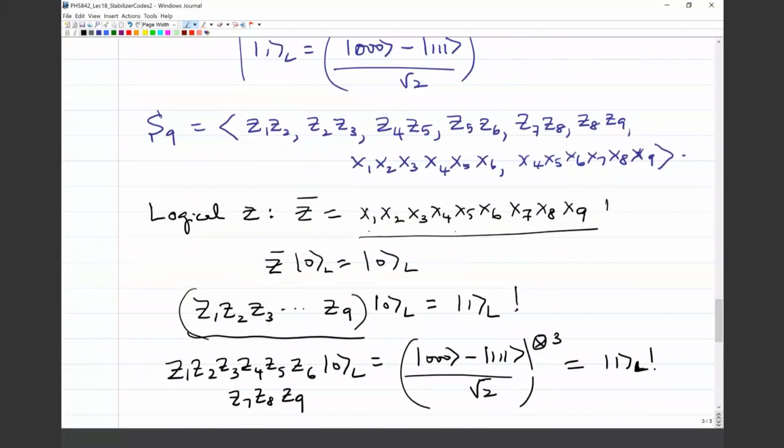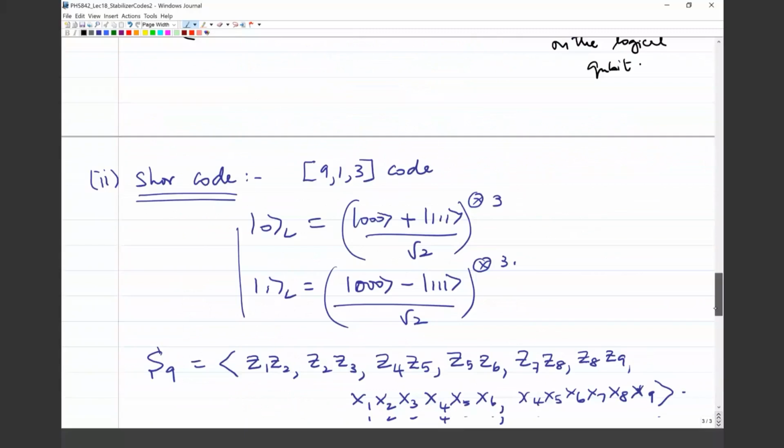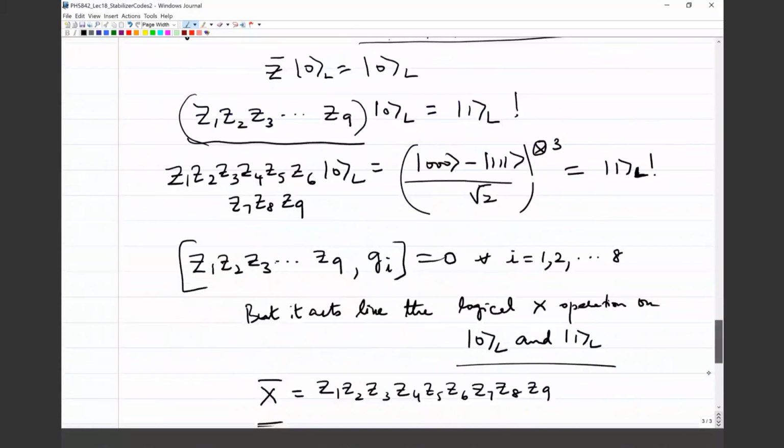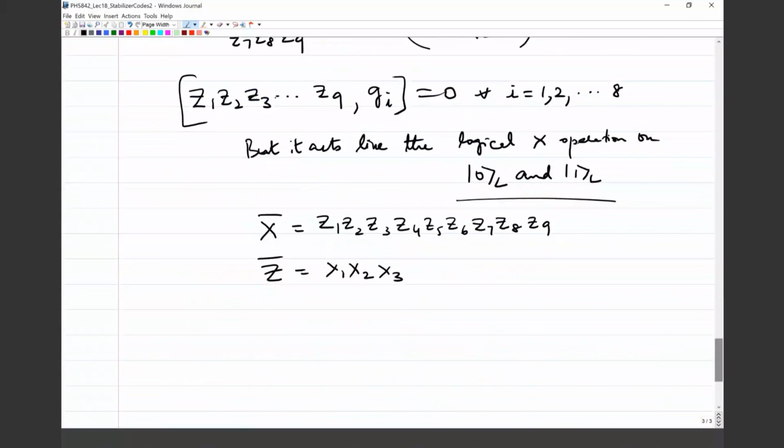Because the X1, X2, X3 will act on the first 3 qubits and give you back 0, 0, 0 plus 1, 1, 1 by root 2. The X4, X5, X6 will again give you 0, 0, 0 plus 1, 1, 1 by root 2. It just flips the 0 and the 1 within each set of 3 qubits locally. So this indeed leaves the code state, it indeed leaves the 0L state invariant. So it is a stabilizer for the 0 logical.